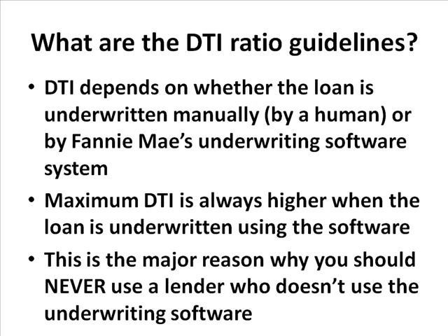So what exactly are the DTI ratio guidelines? Well, that depends on whether the loan has been underwritten manually by a human or by Fannie Mae's underwriting software system. The maximum debt-to-income ratio is always higher when the loan is underwritten using the software. This is the major reason why you should never use a lender who does not use the underwriting software.